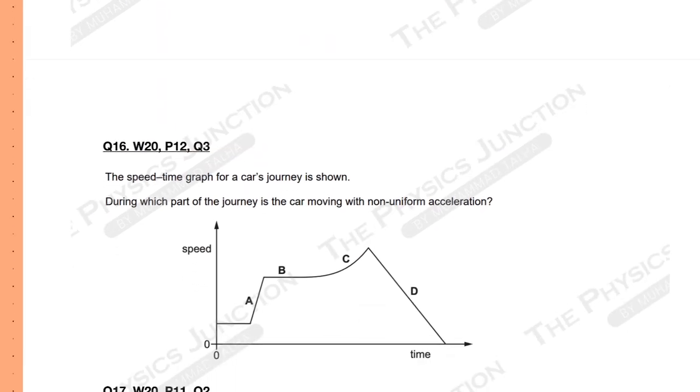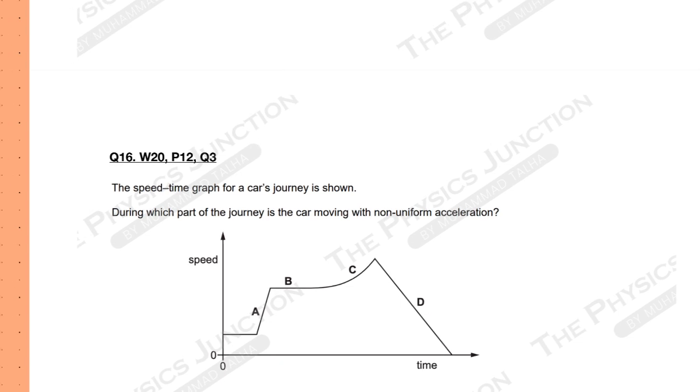Let's go on to another question. The speed time graph for a car's journey is shown. During which stage of the journey is the car moving with non-uniform acceleration? Again, this is a speed time graph. The gradient of this is acceleration. Non-uniform means not constant acceleration, and not constant acceleration would also lead to a not constant gradient, which means we are just looking for a curve, which is very obviously C.